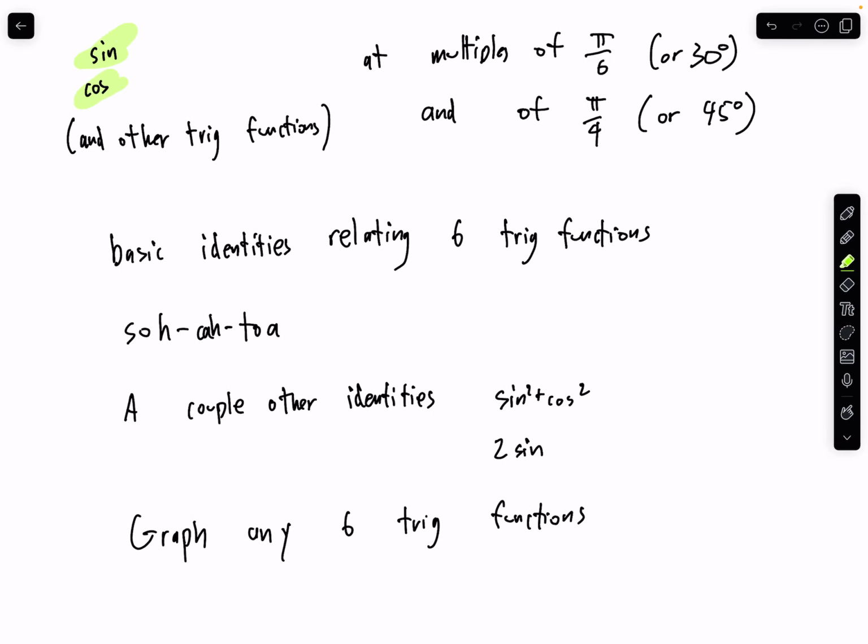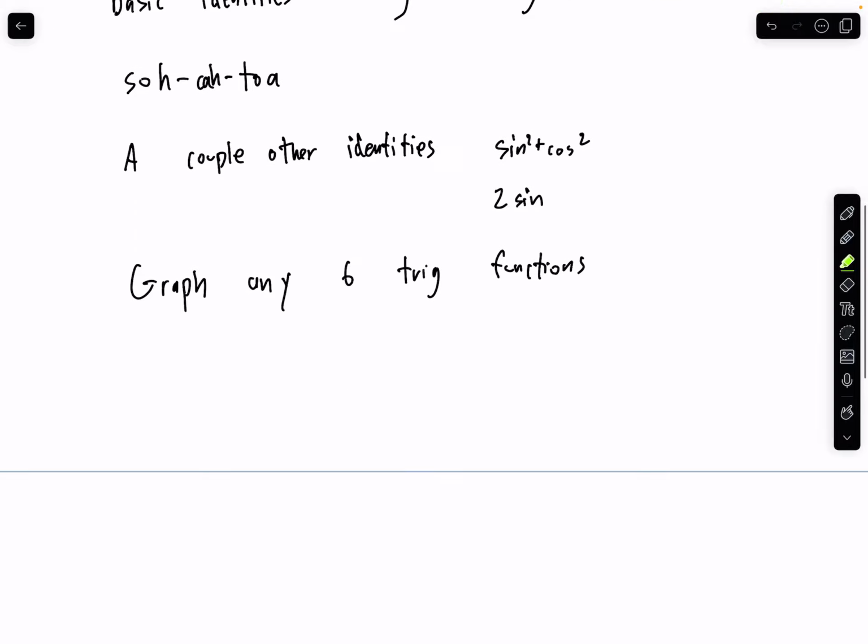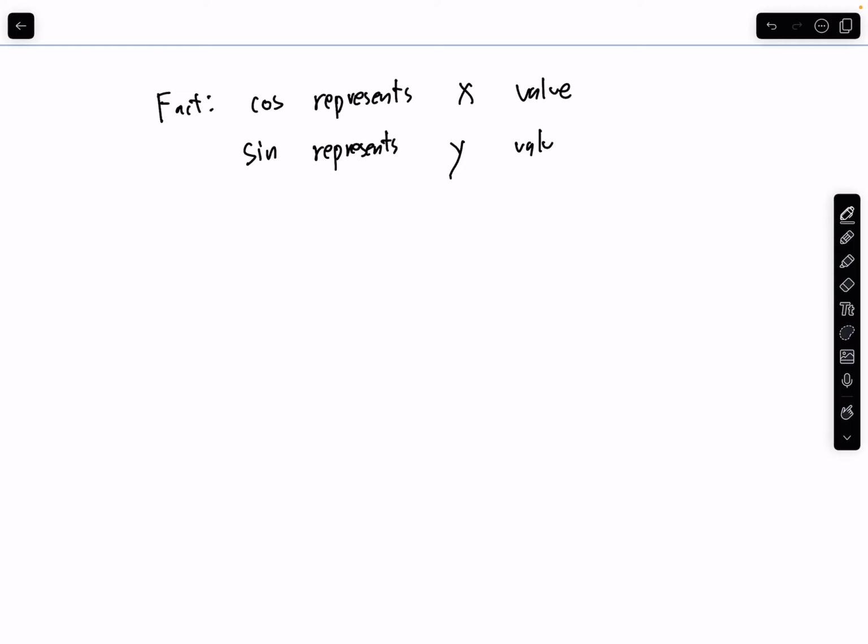Okay, so let's start with the sine and cosine, and by extension the other trig functions, at multiples of pi over 6 or pi over 4. And the way to think about that is in terms of the unit circle. And so here's a fact to remember: cosine represents the x value, and sine represents the y value. When I say that, I'm talking about on the unit circle.